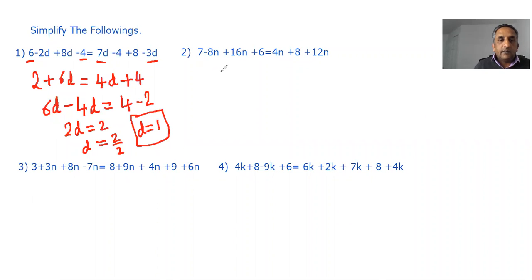Now I'm going to do question number 2. Again, we have to remember, we have to add the numbers separately and add the letters separately. You know, the numbers with the numbers, the letters with the letters. So 7 plus 6, we can work them out. We know that 7 plus 6 is 13. And then we have minus 8n plus 16n. It means you take away 8n from 16n, so it will be plus 8n, is equal to, now 4n plus 12n, it will be 16n plus 8.